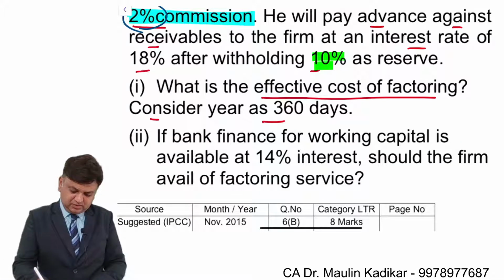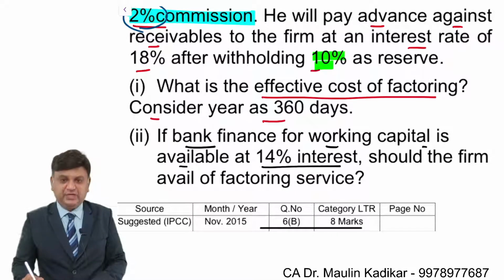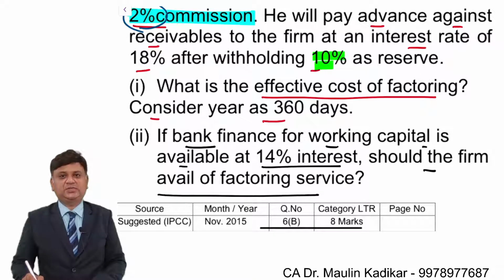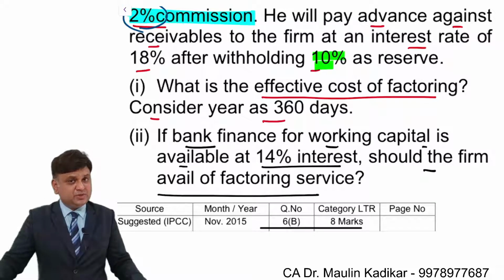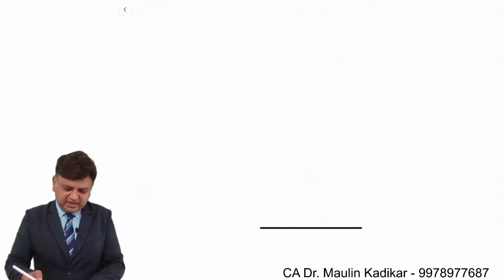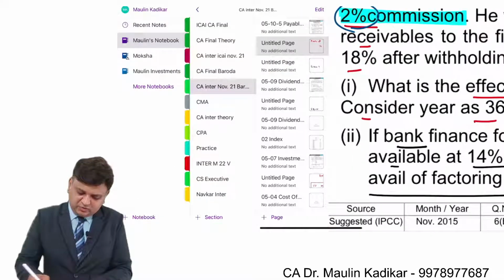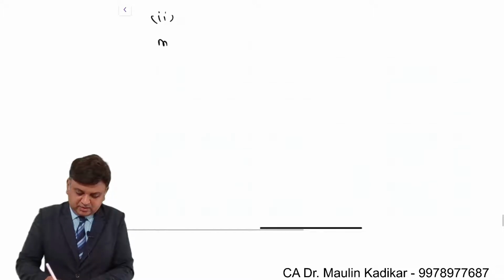Second part of the question. If the bank finance for working capital is available at the rate of 14% interest, should the firm avail factoring services? That is the question. I want you to answer in the chat box. Now basically to answer the second part of the question, we can do working like this. I request all of you to write down answer along with me.